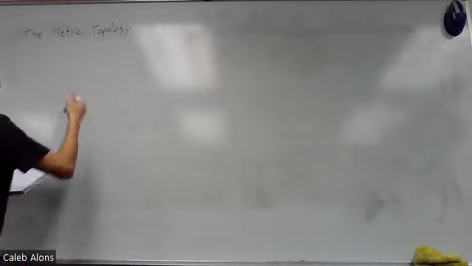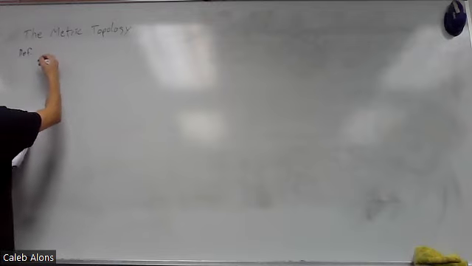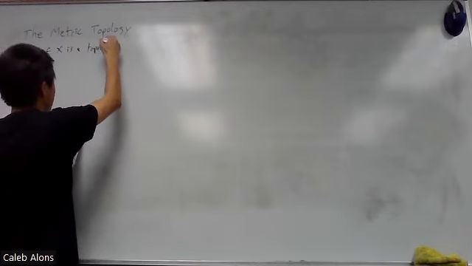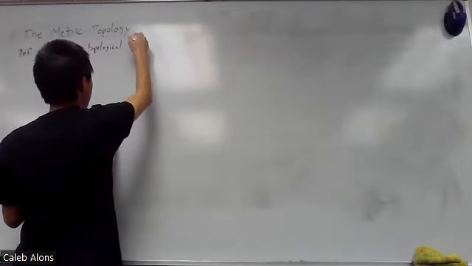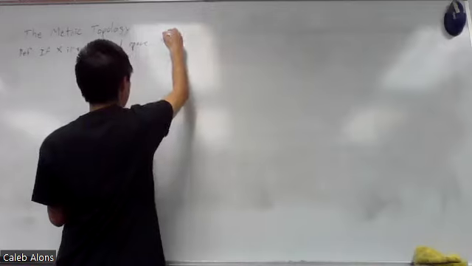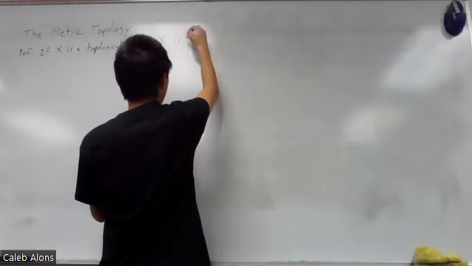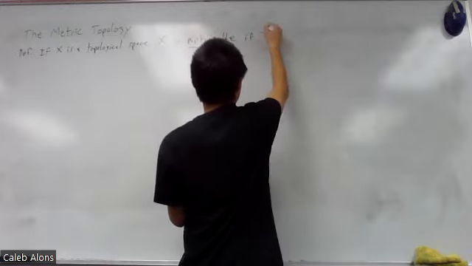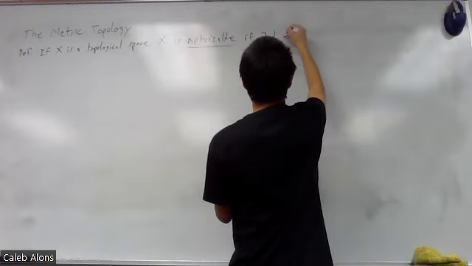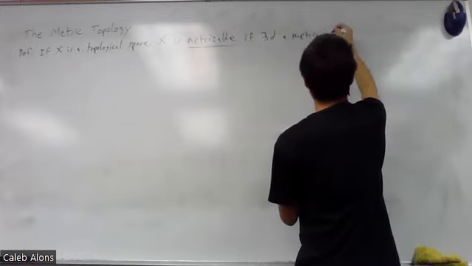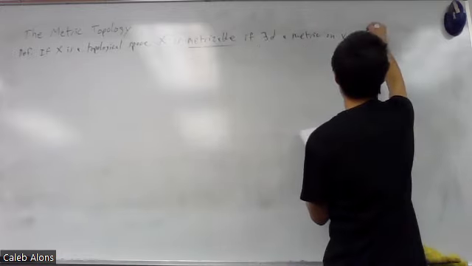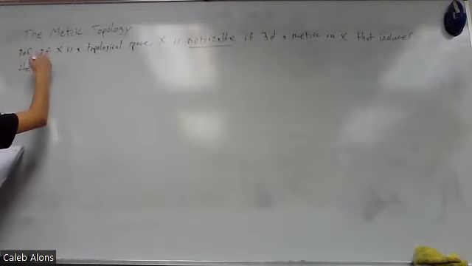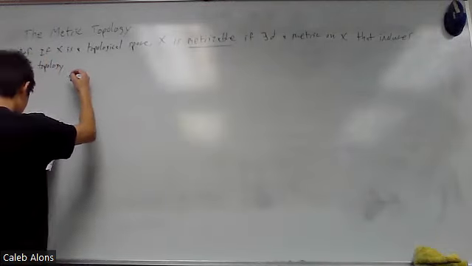Okay. So now we can define that if X is a topological space, then we say that X is metrizable if there exists some metric D on X that induces the topology of X.